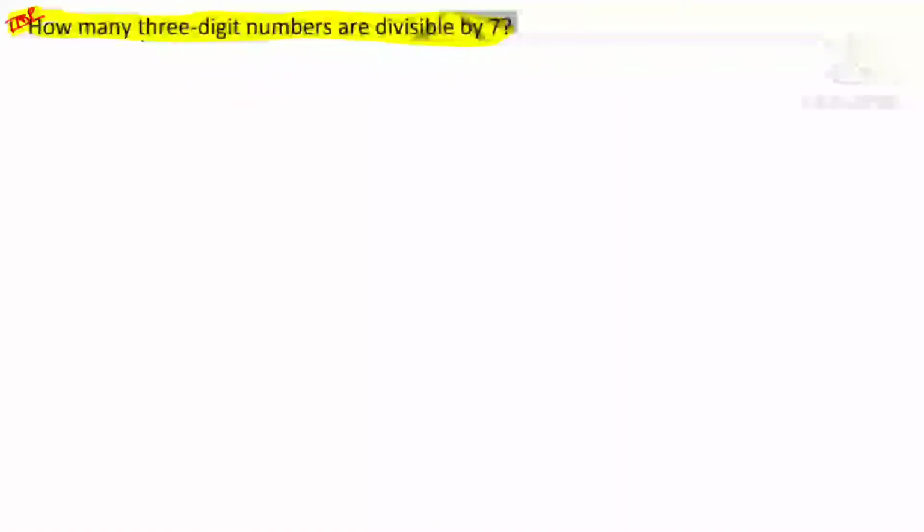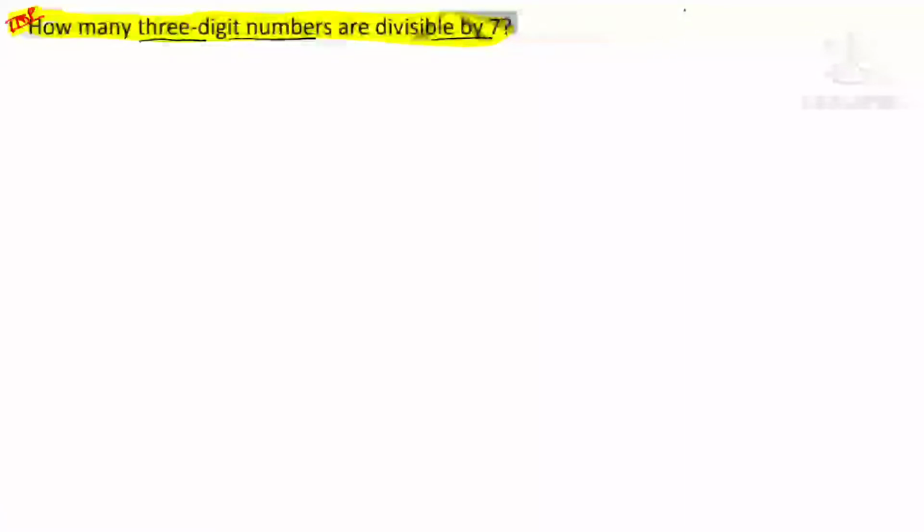Here, the question is about 3-digit numbers. The selected 3-digit number should be divisible by 7. Let us try to read the table of 7. A 3-digit number actually starts with 100, but 100 is not divisible by 7. Correct?